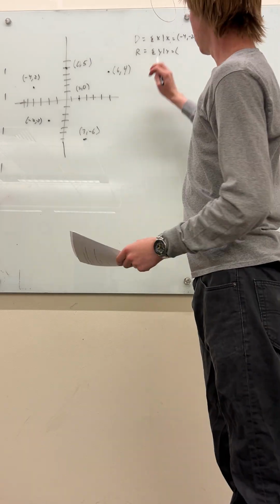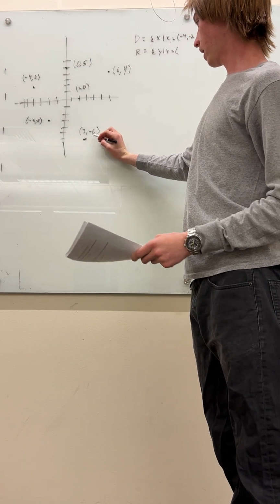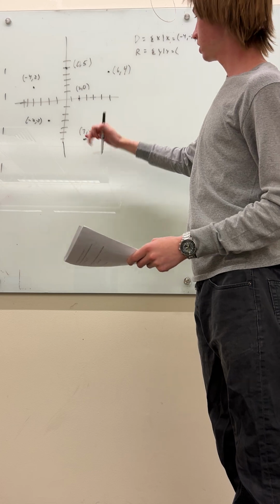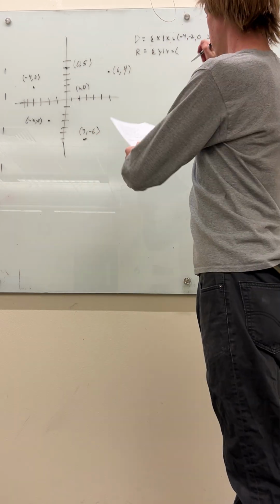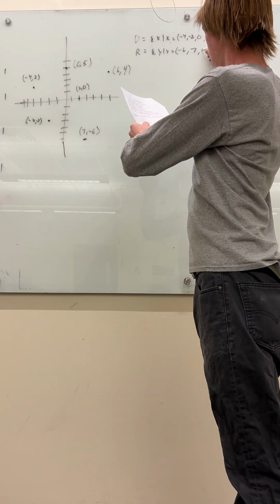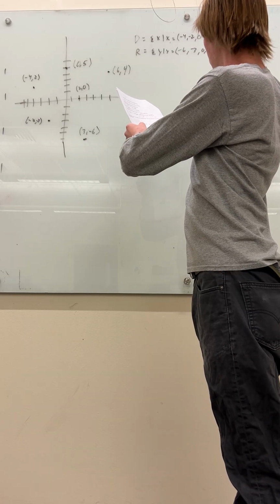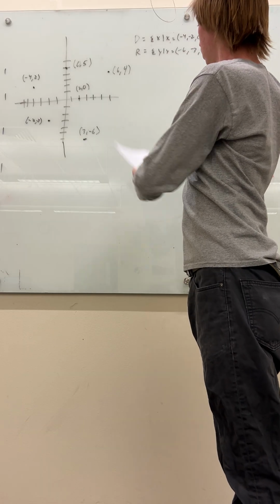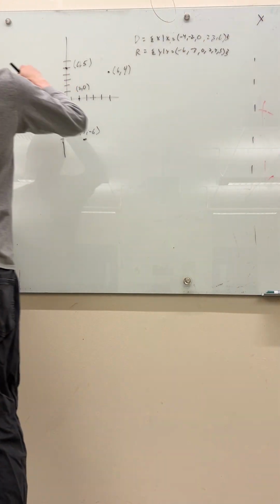Now, range, look for the second half, the second number in each parentheses, going bottom to top, smallest to largest. And we have -6, -3, 0, 2, 4, 5.